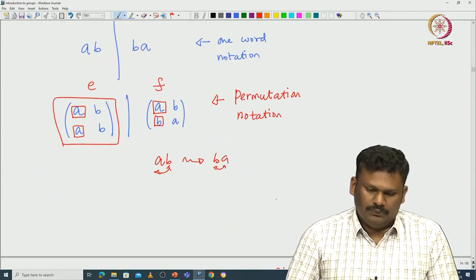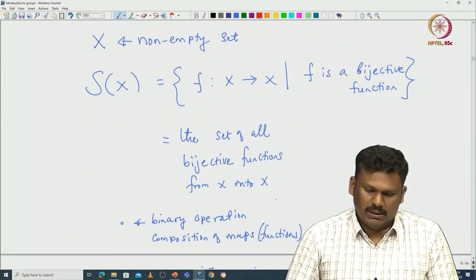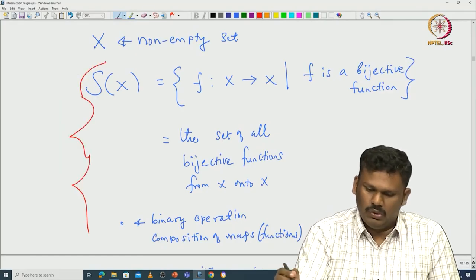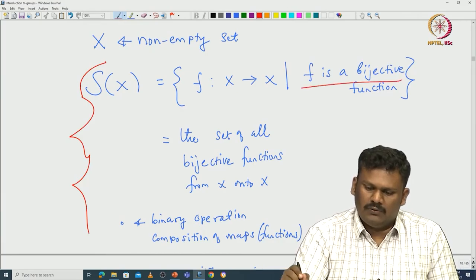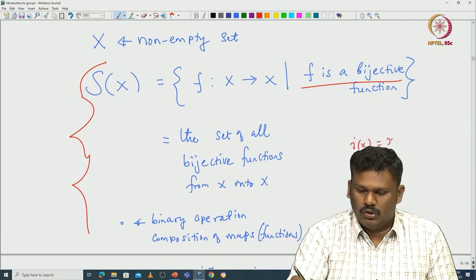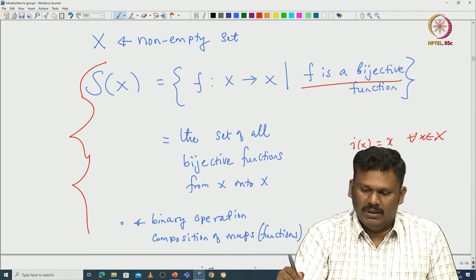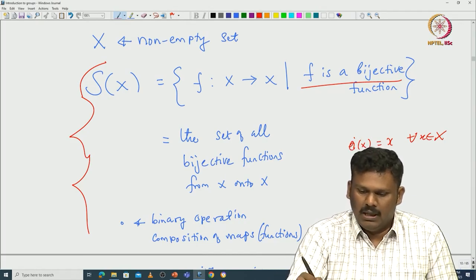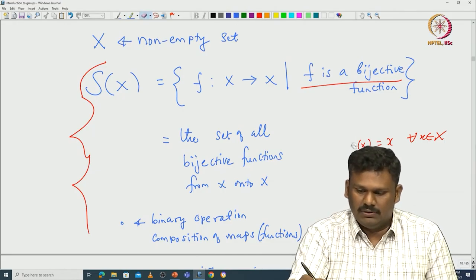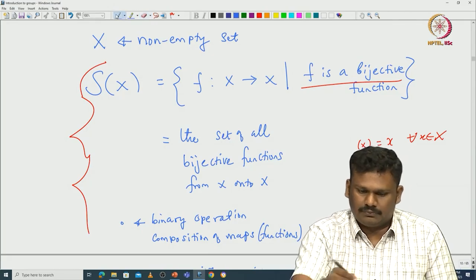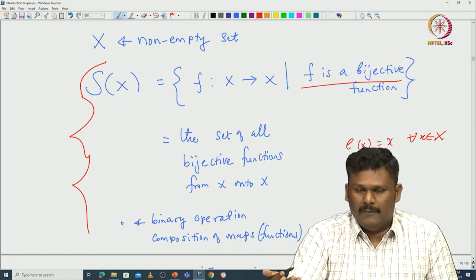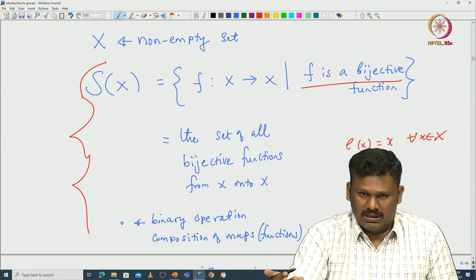Now you can ask the question, why is it a group? That is something I will leave to you to check. It is not very hard because I have defined this using functions. Composition of two bijective functions is bijective, and the identity function, defined as x goes to x for all x in capital X, is the identity, or you call it E. The inverse function is very clear: given a bijective function, you can define what is called the inverse. That is fine. And associativity comes for free because you have associativity for composition of functions.